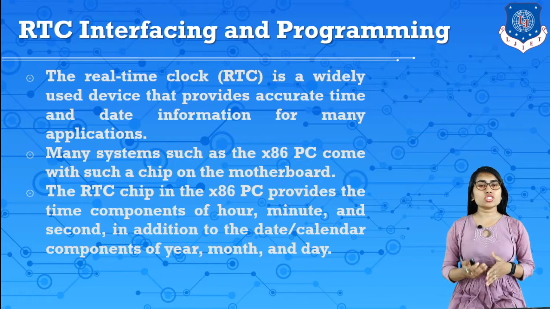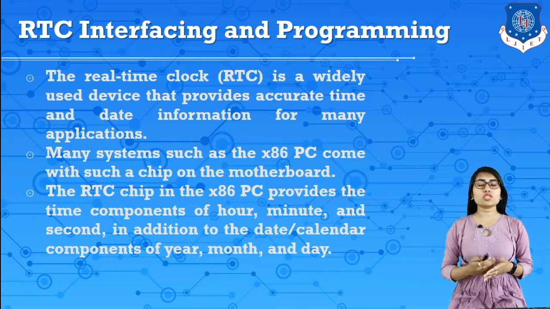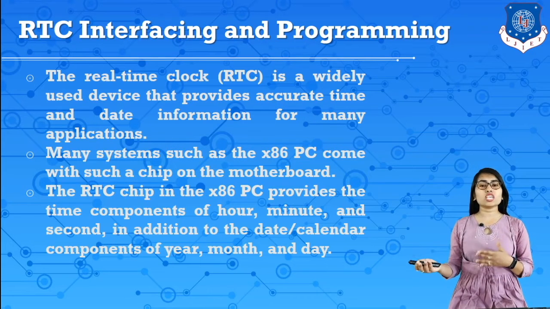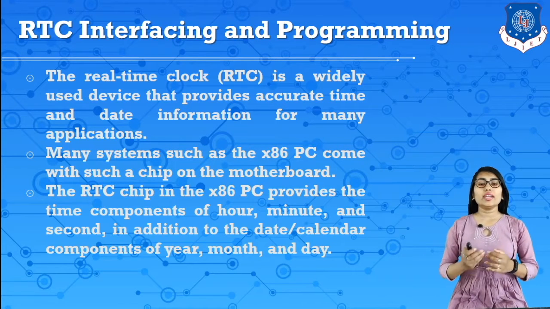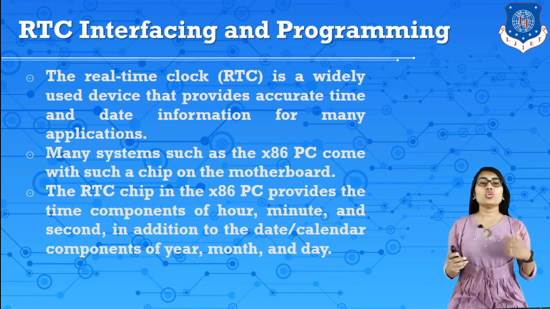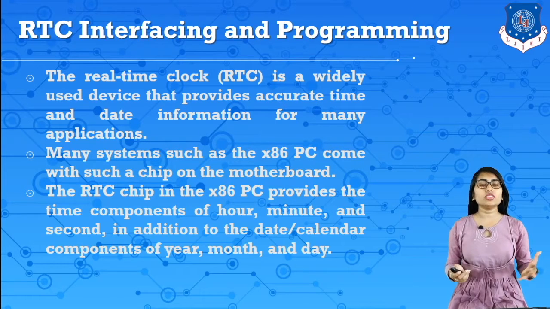Many systems such as x86 PCs come with such a chip on the motherboard. The RTC chip in an x86 PC provides the processor with time components of hours, minutes and seconds, in addition to date and calendar components: year, month and day.